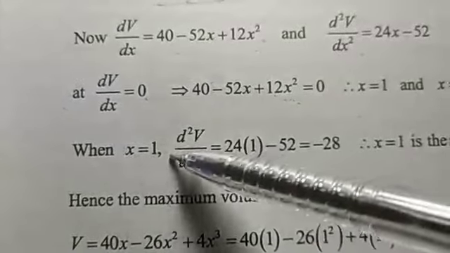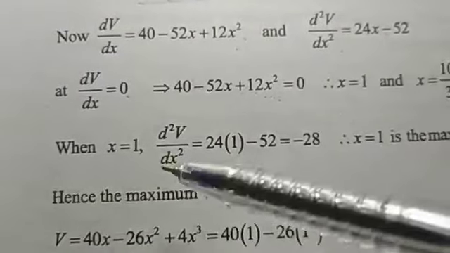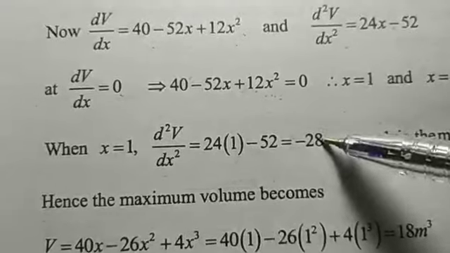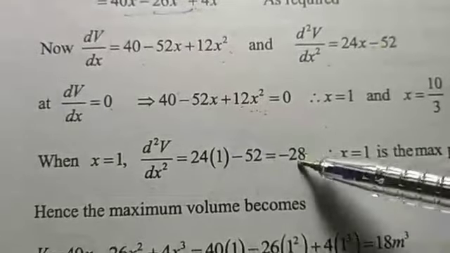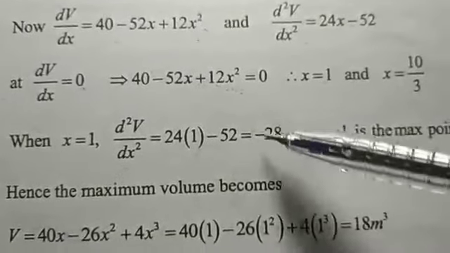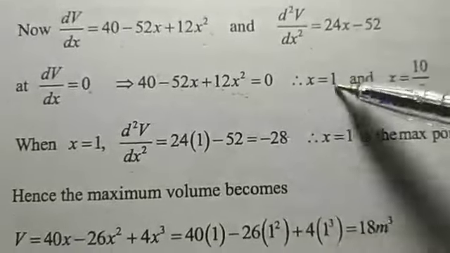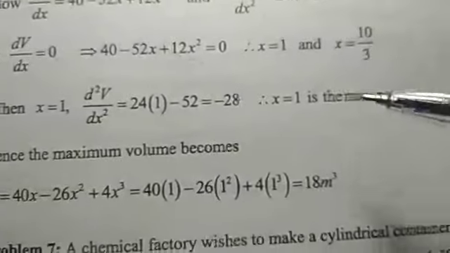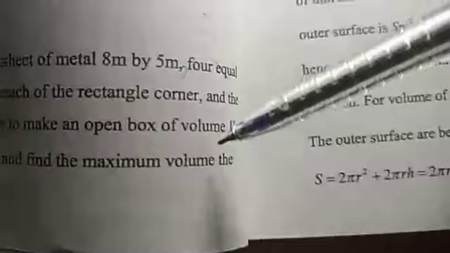Now, when s is equal to 1, I'm testing it. When s is equal to 1, I got negative. I put s is equal to 1 and I got negative. So since s is equal to 1 gives me negative here, therefore s is equal to 1 is the maximum point.